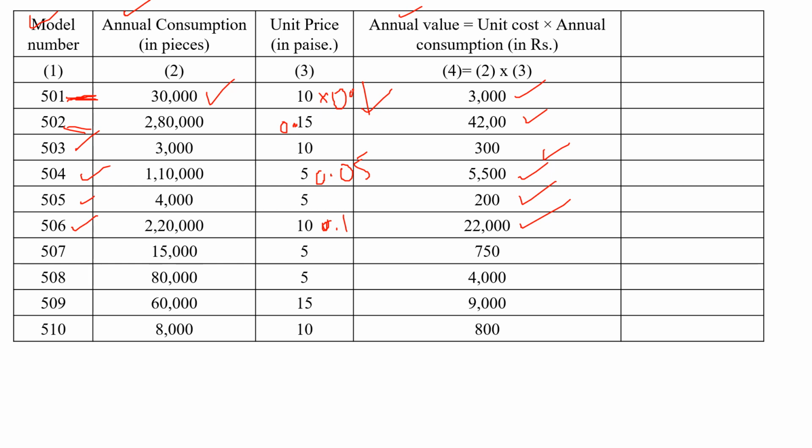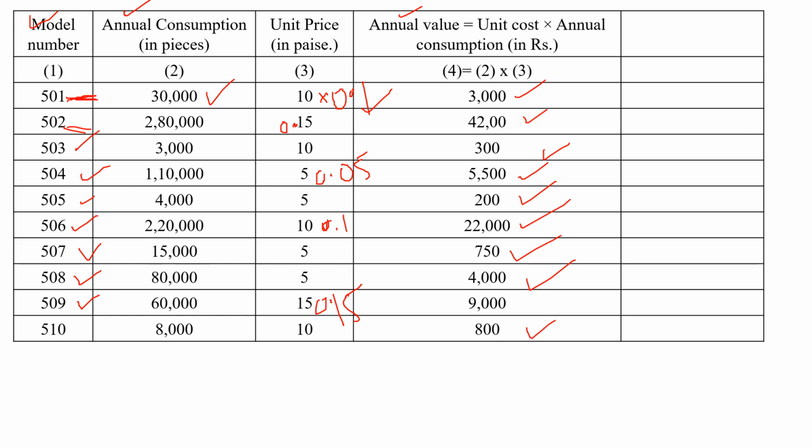Next the seventh item, model number 507: 15,000 into 0.05 gives 750. The eighth item, 508: 80,000 into 0.05 gives 4,000. Next the ninth item, model number 509: 60,000 into 0.15 gives 9,000. Last, the 10th item, model number 510: 8,000 into 0.1 gives 800.